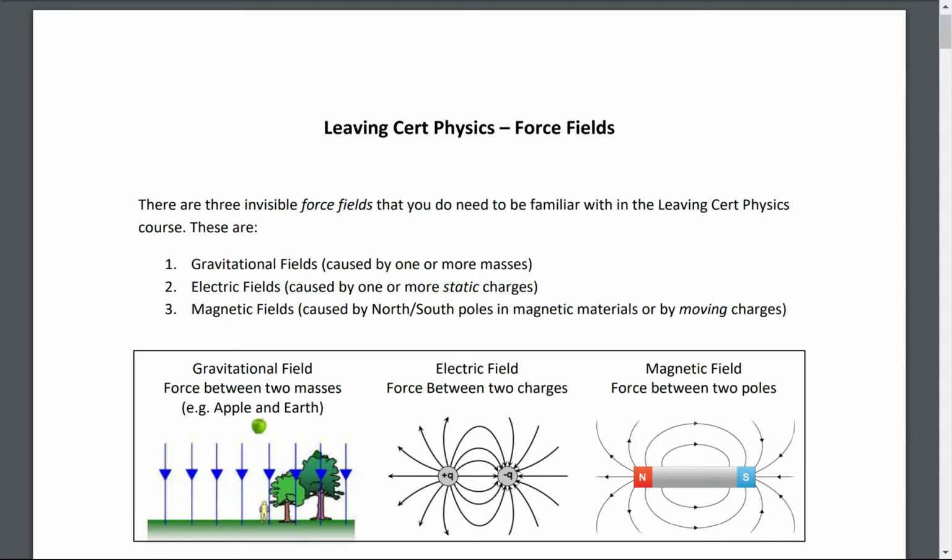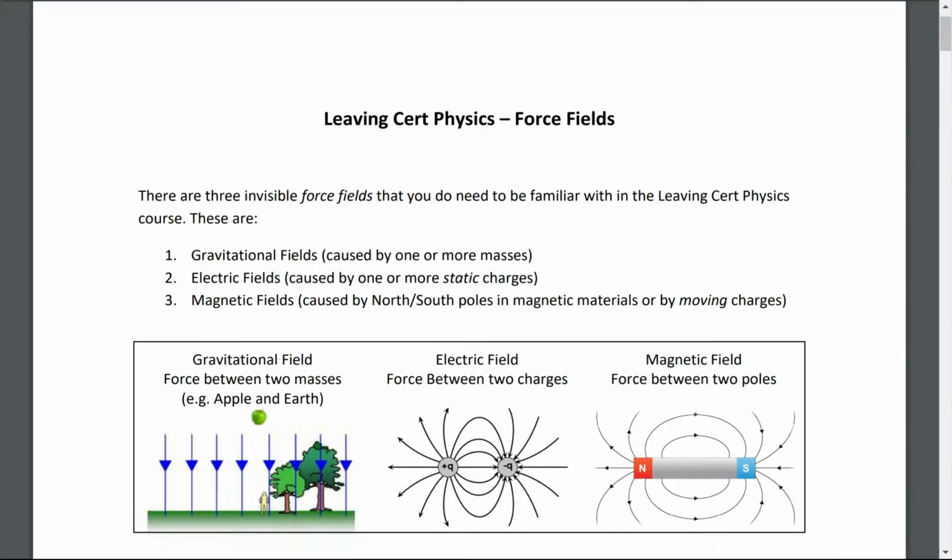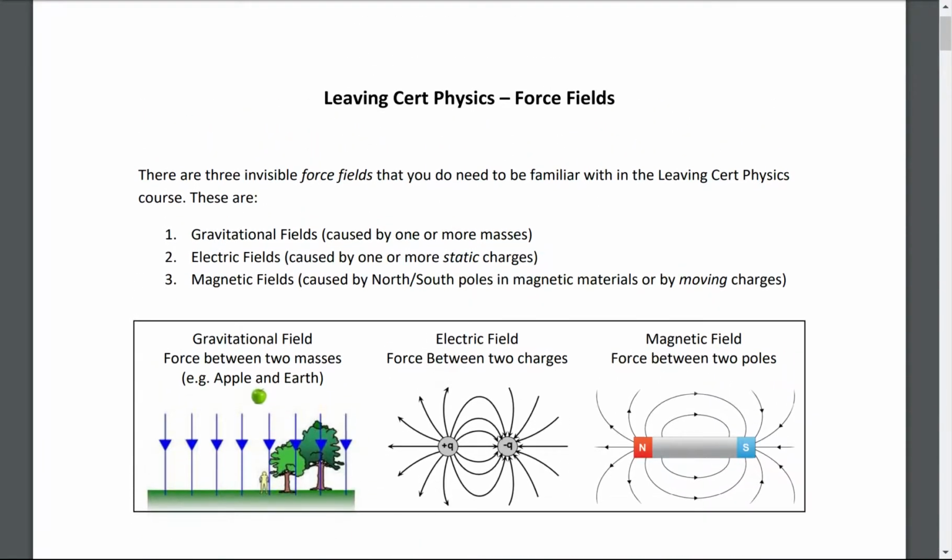Now, there's also electric fields. Again, any place you've got two charges, they will always have a force on each other, and that's an electric field. And finally, magnetic fields. Again, north and south poles exert forces on each other, and we'll see about that later as well. So there are three diagrams here. This is what's similar about them all, I suppose.